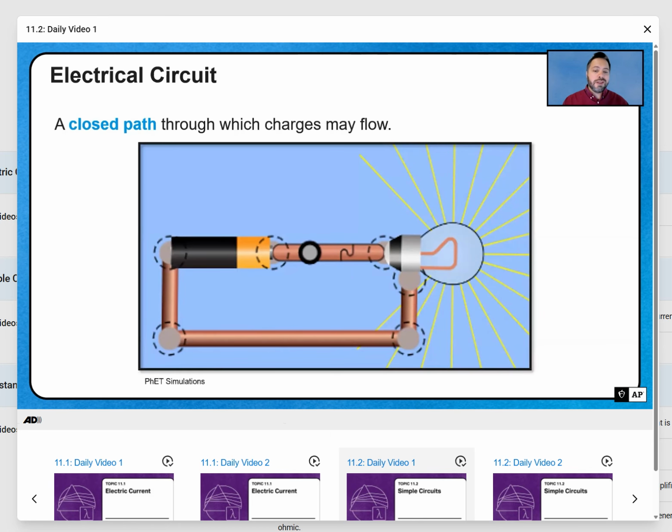If the charge carriers are electrons, those are already in the battery, they're already in the switch, they're already in the wires, they're already in the bulb. The battery doesn't need to provide charge. Its job is to provide a potential difference. It's going to do work. It's going to push the charges through. So that's the first thing we need, electric potential difference.